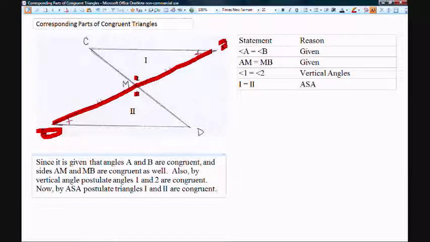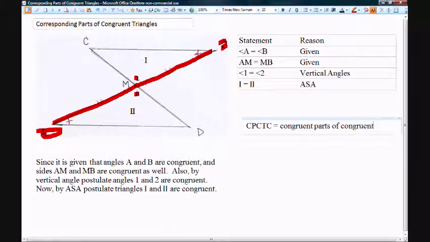In your textbook, you're going to find out that these shortcuts are very useful to prove that two triangles are congruent. And the definition of congruent triangles states that if two triangles are congruent, the corresponding parts of those congruent triangles are congruent. Your textbook uses the following abbreviation for that definition: CPCTC, which stands for corresponding parts of congruent triangles are congruent.